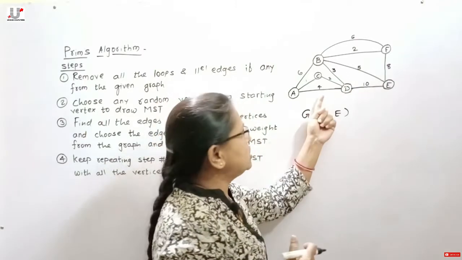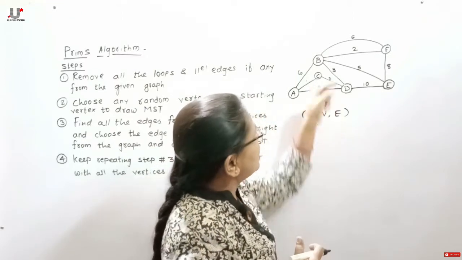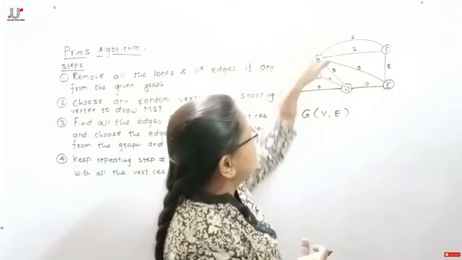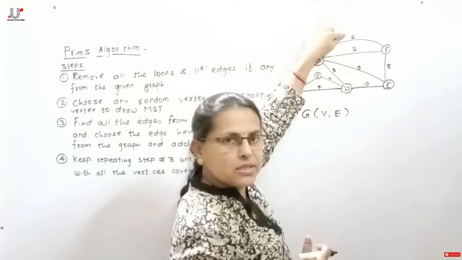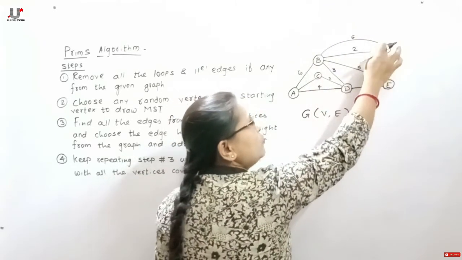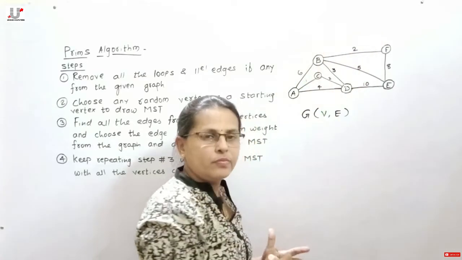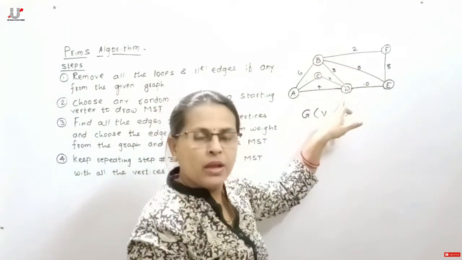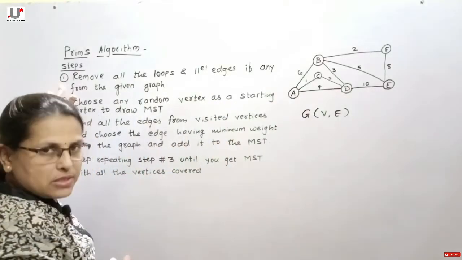Then again you have to check whether the graph contains a parallel edge. Yes, this graph contains a parallel edge between B and F. There are two edges from B to F, one having weight 2 and another having weight 6. So we have to keep the edge with minimum weight and remove the parallel edge having maximum weight. After removing the parallel edge and loop, the graph looks like this. So this is step number 1.